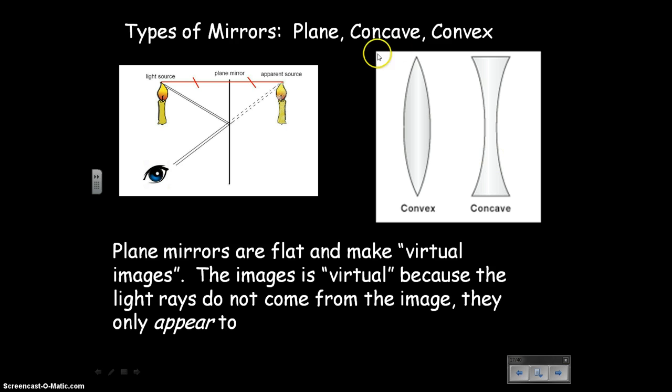So, types of mirrors. We have a plane, a concave, and a convex. Plane mirrors are flat and make virtual images. The image is virtual because the light rays do not come from the image. They only appear to. It's kind of like the bathroom mirror. You look at it and it gets reflected off of. You're not actually looking at the actual image. You're looking at an apparent source.